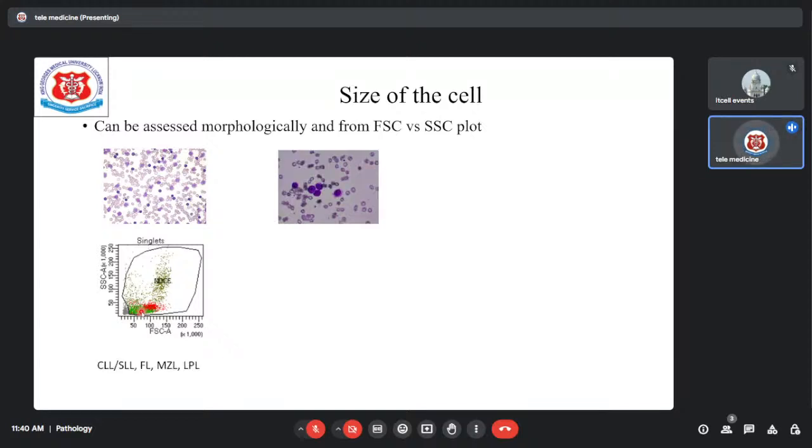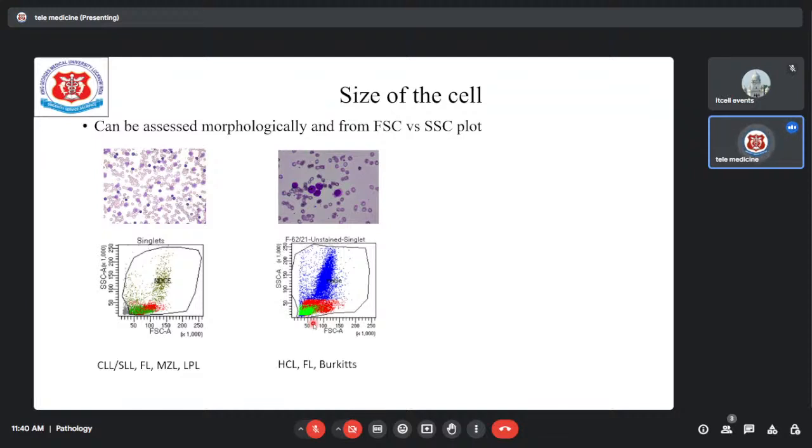Here you are seeing slightly bigger cells. There are some cytoplasmic irregularities, some projections. So let's look at this plot. This population is further ahead, slightly larger, and higher on the side scatter as well. So your forward scatter versus side scatter, to a certain extent, will give you a clue about the kind of cell you are dealing with. So this is a case of hairy cell leukemia. Even in Burkitt's, the cells are large, so the population will be slightly forward and higher on the side scatter.